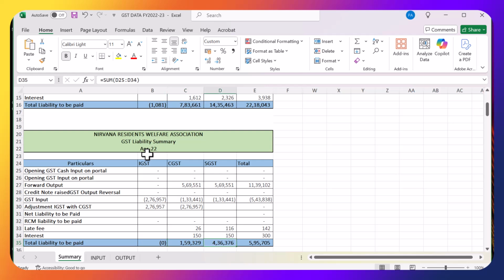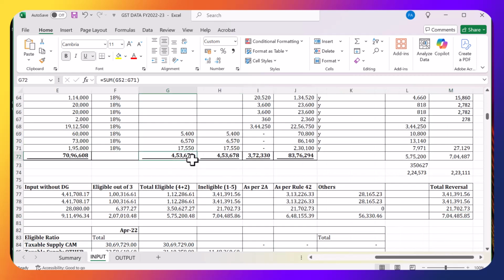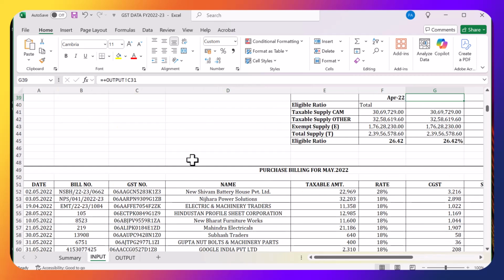And for SGST, the total outward liability was this much, and the input credit available was 1 lakh 33,000. So the balance we paid in cash was 4 lakh 36,000. The total overall money which we paid for the month of April was 5 lakh 95,000. Okay, fine. So then, this is the list. I'm going to explain that in more detail in the evening class.